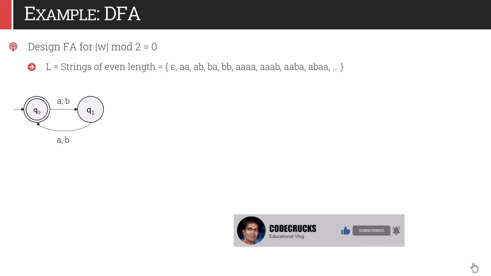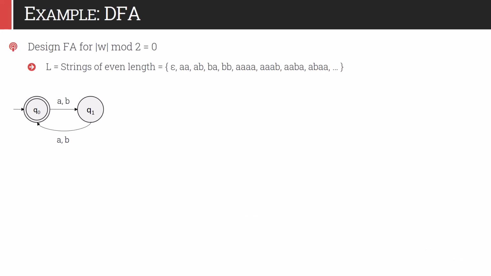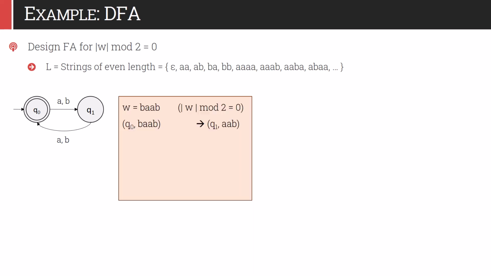From Q1, if we read the fourth symbol, it becomes even. So we are coming back to Q0. That is accepted. So this DFA will simulate all the strings of even length.